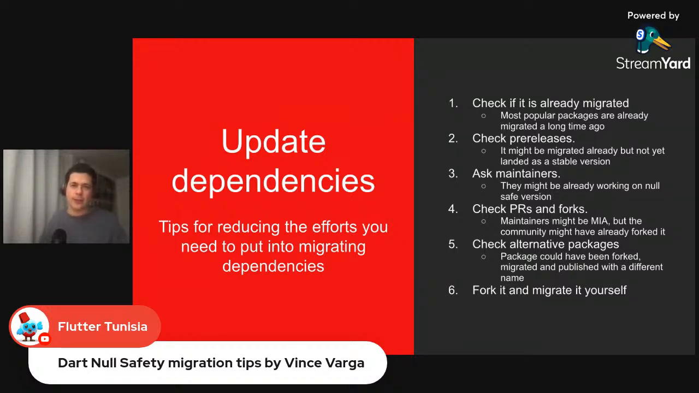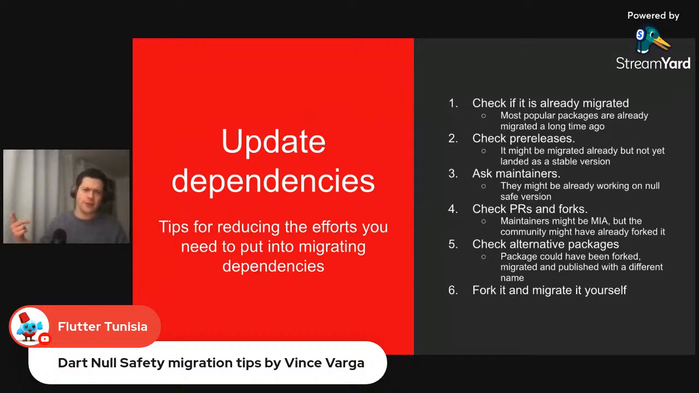Then you can also ask the maintainers, because they might already be working on the null-safe version. This also happened to one of my open source packages: someone just asked me if I could migrate the package, and I just did. Before that, I didn't dedicate enough time to it. So, as I mentioned, you can always check the pre-releases and ask the maintainers. If the maintainer is gone, is not writing Dart anymore, or doesn't care about the package, you can still check the pull requests to the GitHub repository or the forks, because the community might have already noticed that this package is not migrated. The maintainer is gone, but the community has already fixed and migrated the code, and they are trying to contact the maintainer with the fix. But you can still check those.